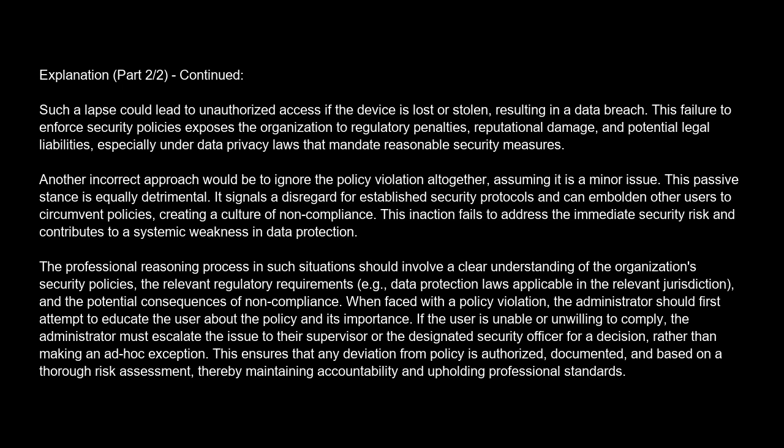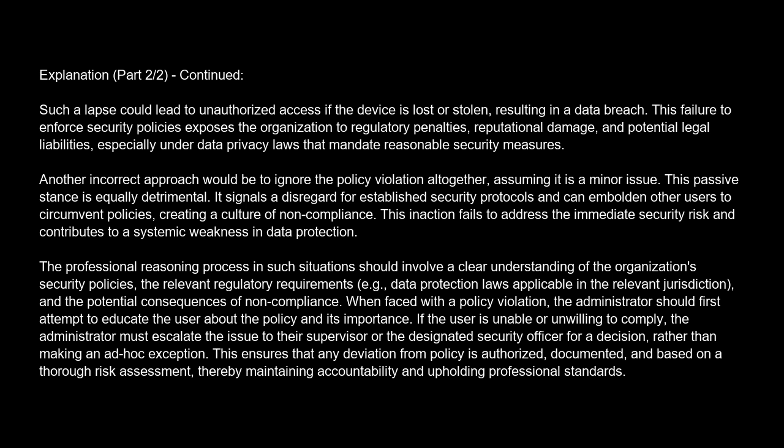This failure to enforce security policies exposes the organization to regulatory penalties, reputational damage, and potential legal liabilities, especially under data privacy laws that mandate reasonable security measures. Another incorrect approach would be to ignore the policy violation altogether, assuming it is a minor issue. This passive stance is equally detrimental. It signals a disregard for established security protocols and can embolden other users to circumvent policies, creating a culture of noncompliance. This inaction fails to address the immediate security risk and contributes to a systemic weakness in data protection.